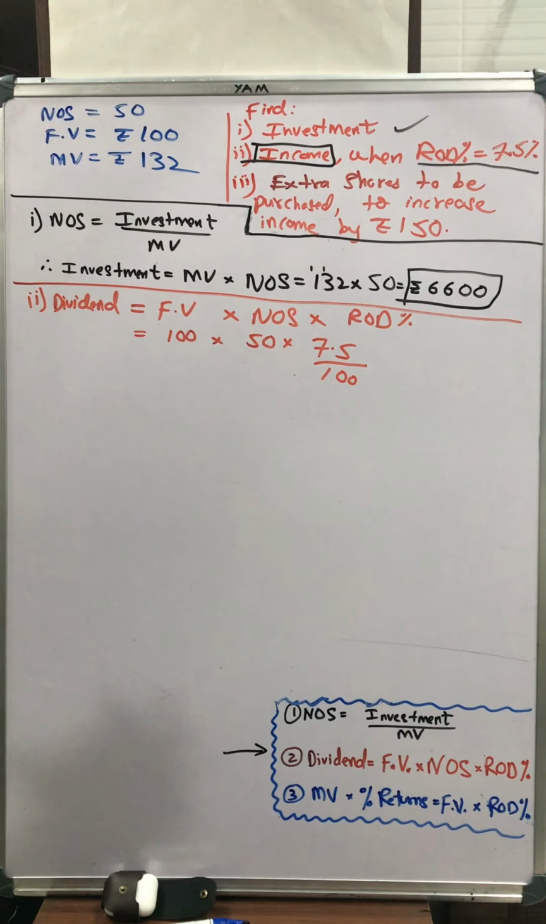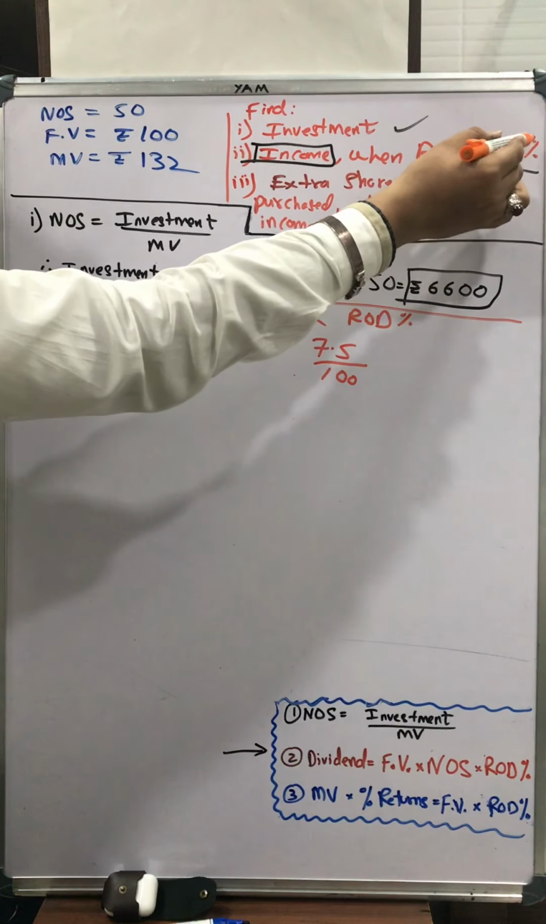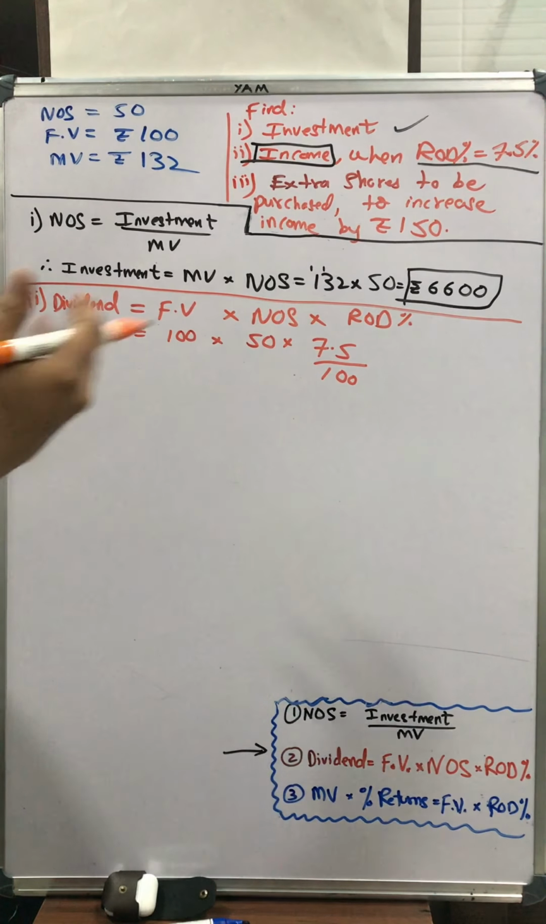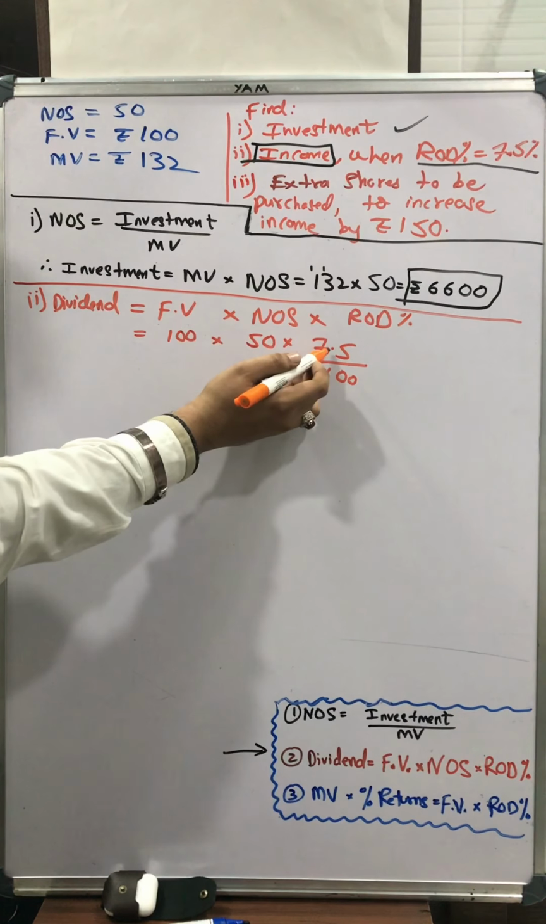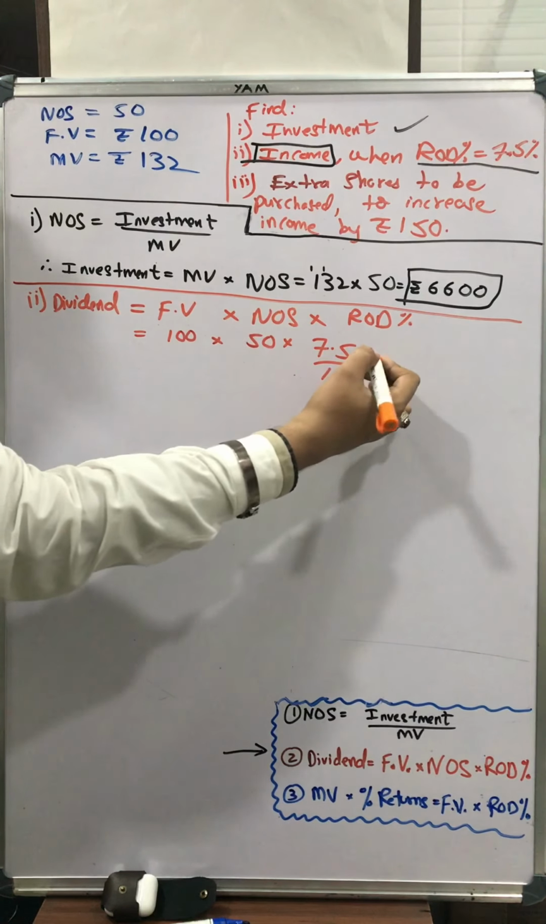Now see here, students, I'll do a shortcut over here. Please see here, 7.5 percentage was given. To eliminate the percentage sign, I wrote upon 100. But as we all don't like this decimal point, so instead of writing 7.5 upon 100, can I write like this?